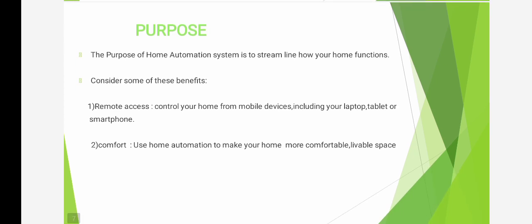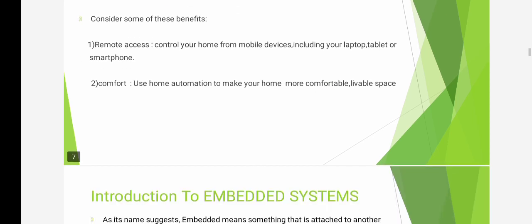The purpose of the home automation system in this project is to streamline how your home functions. Consider some of these benefits. The first one is remote access and then comfort. In remote access, control your home from mobile devices including your laptop, tablet or smartphone. In comfort, use home automation to make your home a more comfortable, livable space.